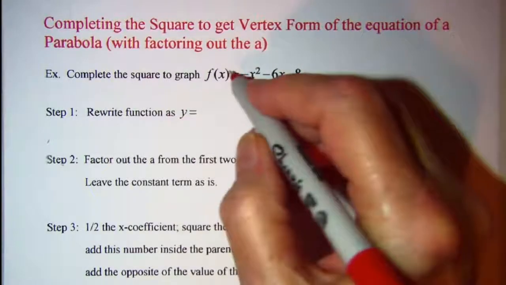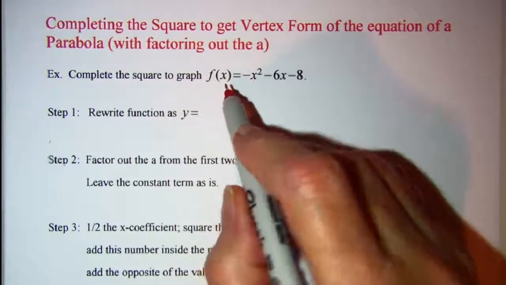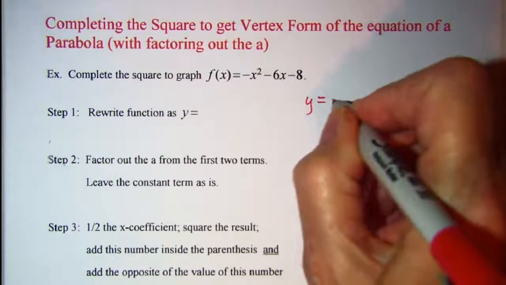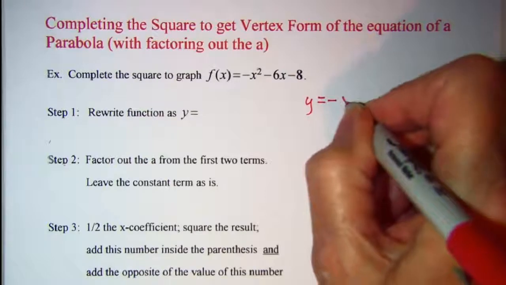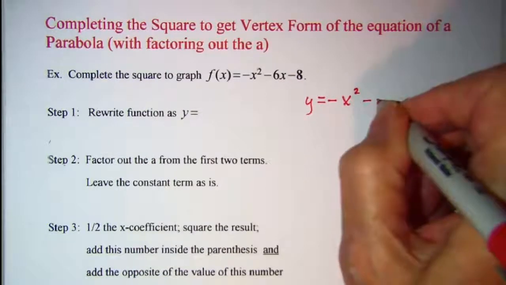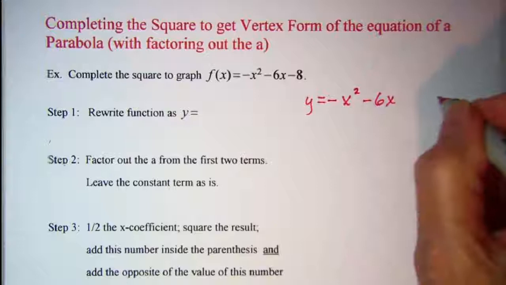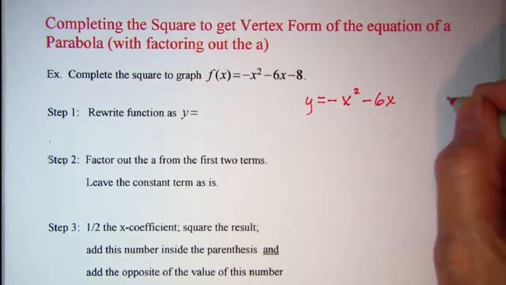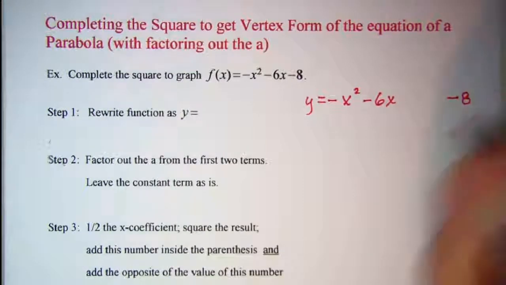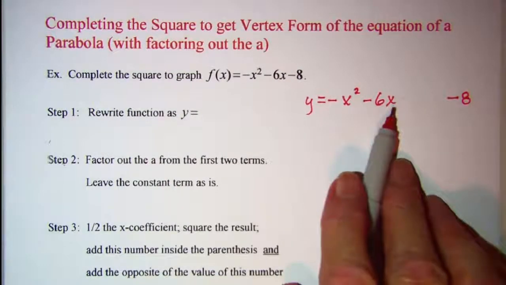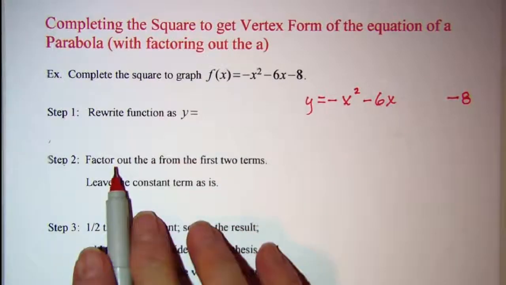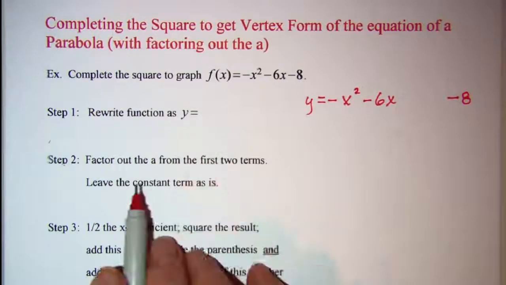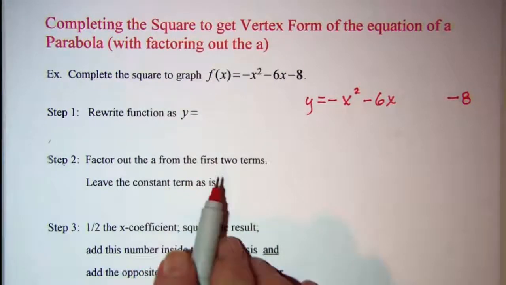So we know that we can take the f of x out and put in a y. And we have y equals negative x squared minus 6x. Then I usually move my constant over a little bit because I complete the square on these first two terms. Our second step is to factor out a from the first two terms and leave the constant as is.